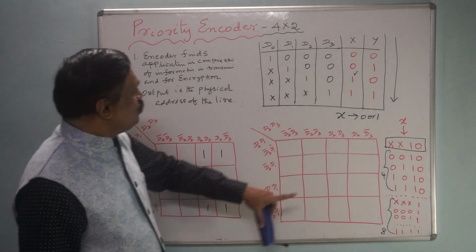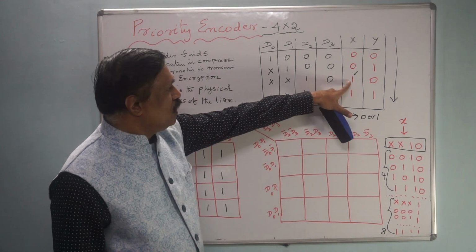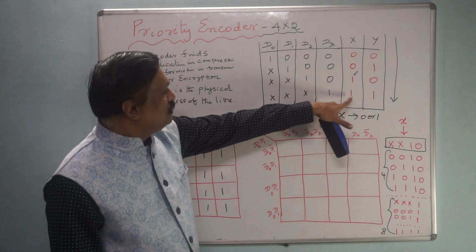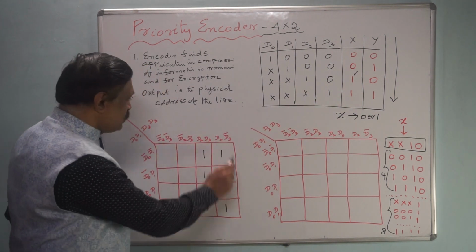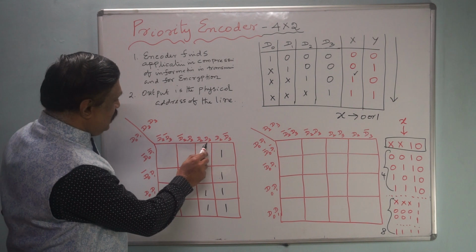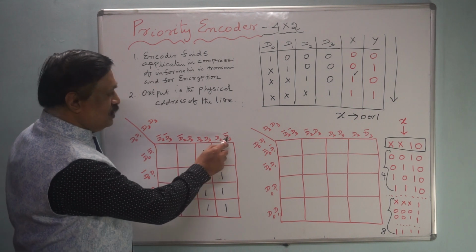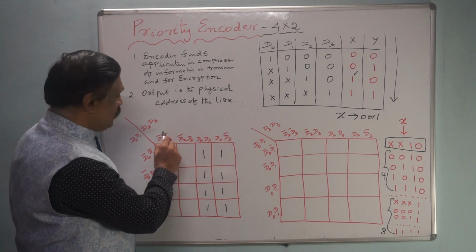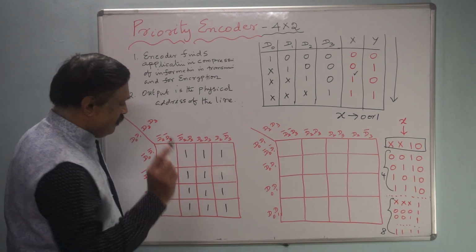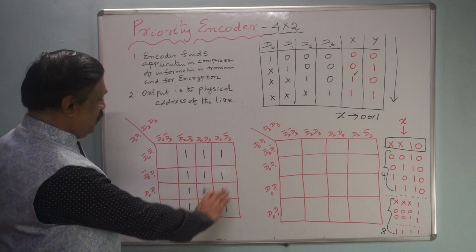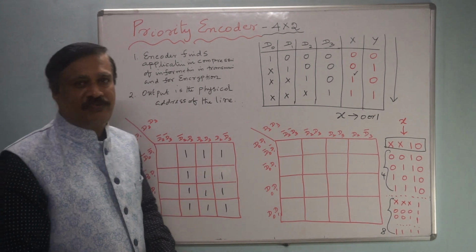Now the next one, for this one you have filled. And for this one, D3 is 1. That means here, where is D3? Here D3 is there, here D3 is there. This is D3 complement, this is D3 complement. Therefore, you fill here D3. Now this is your K-map, cells are filled.